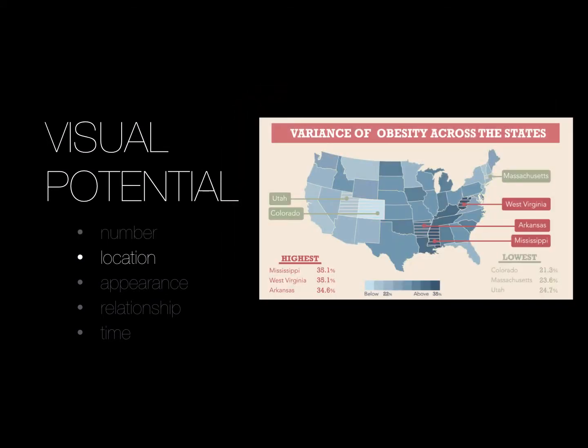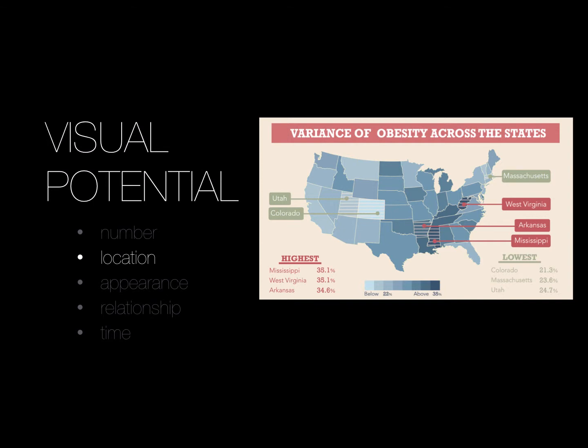Next is location. Location displays allow you to readily see and process information spatially. So for my location display, I chose a map of the United States and used a gradient style to show the prevalence of obesity in the United States.